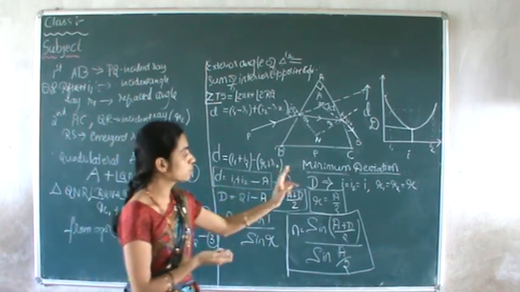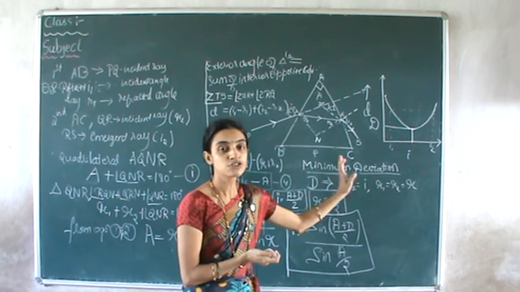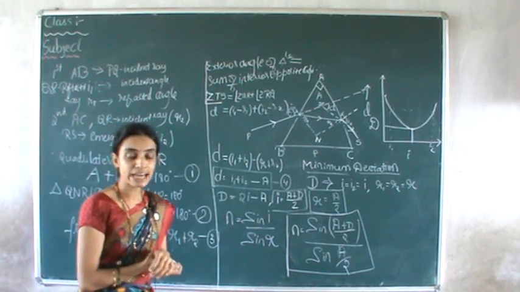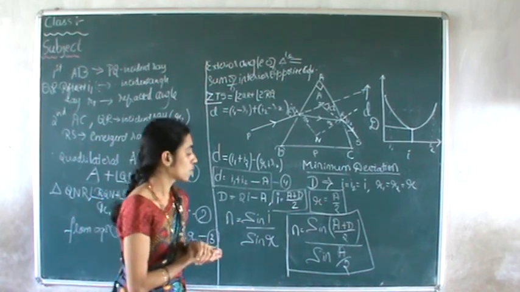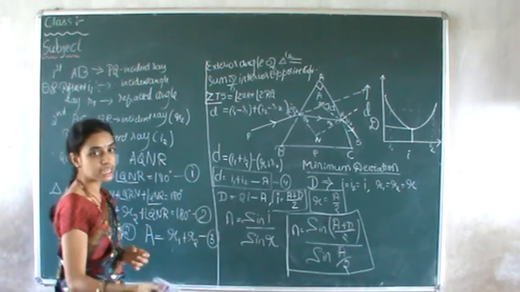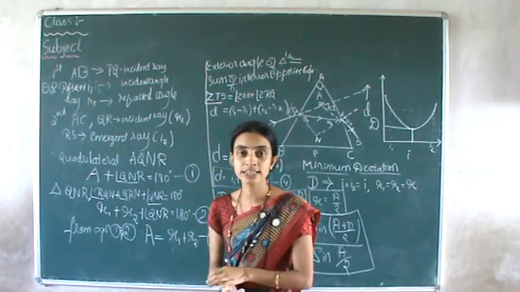So what do you mean by minimum deviation? In the minimum deviation, angle of incidence will be equal to angle of emergence. So in the next session, I will continue regarding the angular dispersion.